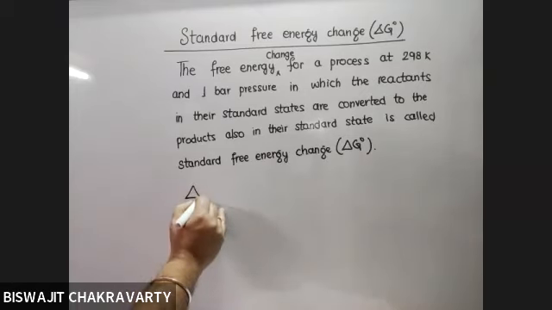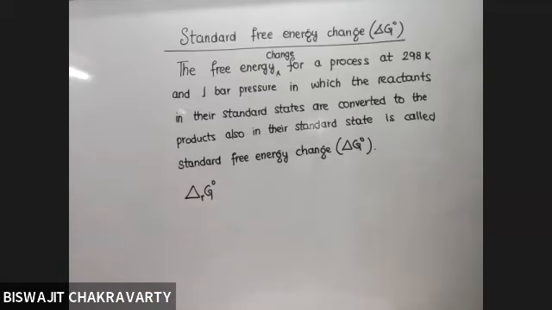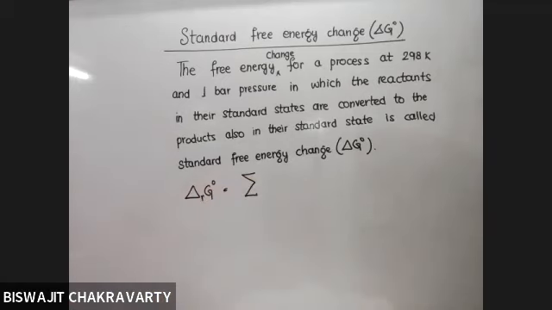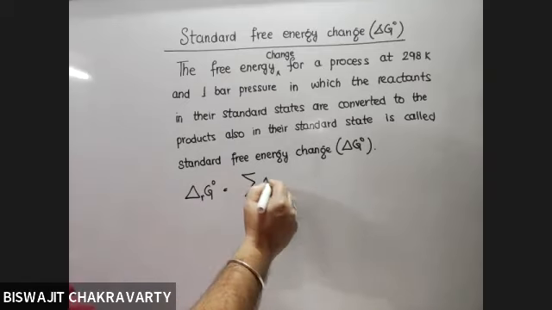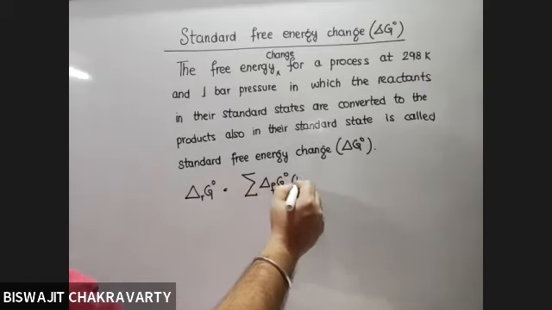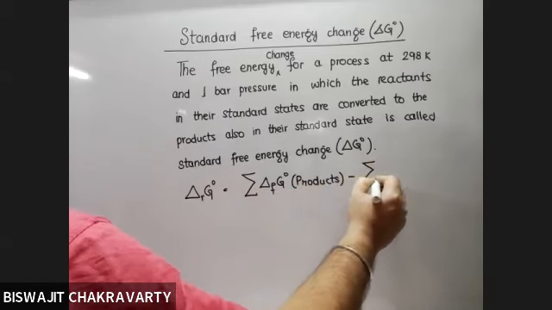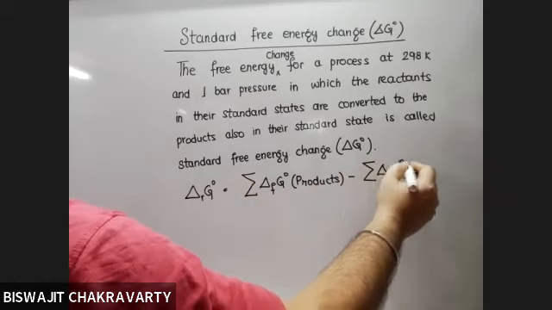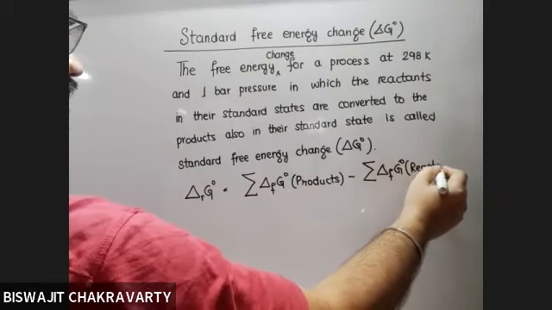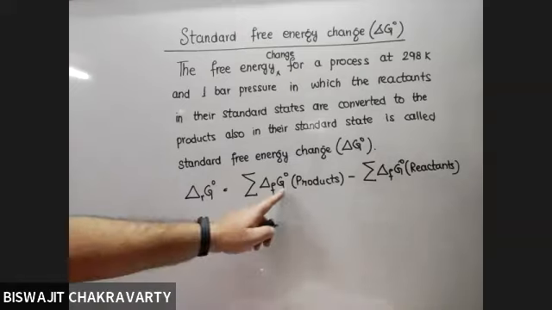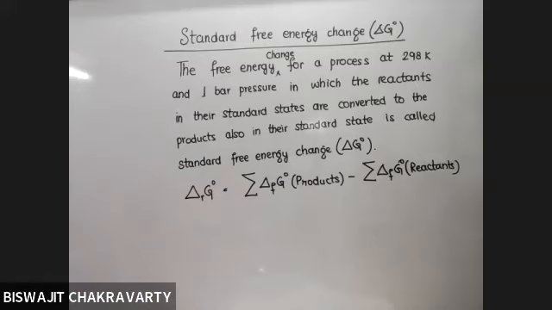So we can write for any reaction the delta G degree, here small r stands for any reaction, is equal to summation of delta F G degree of products minus summation of delta F G degree of reactants. Same way that we discussed for calculating delta H degree of any reaction. So it is always the formation of products minus formation of reactants.